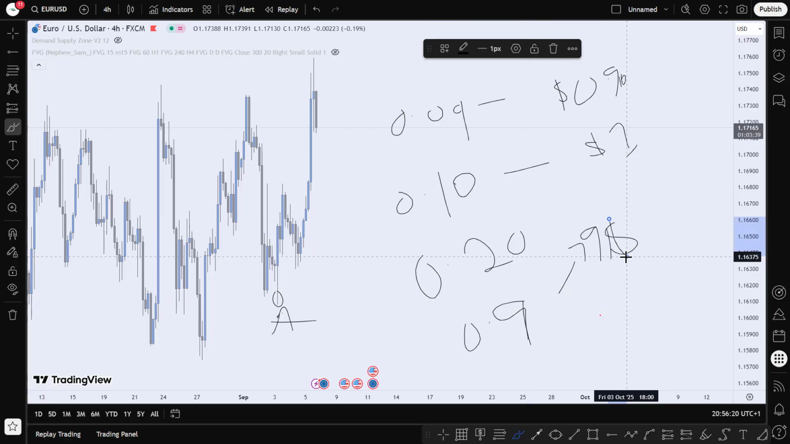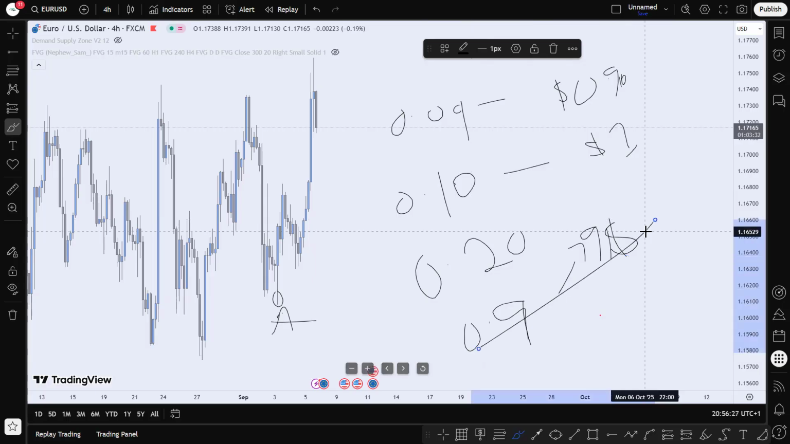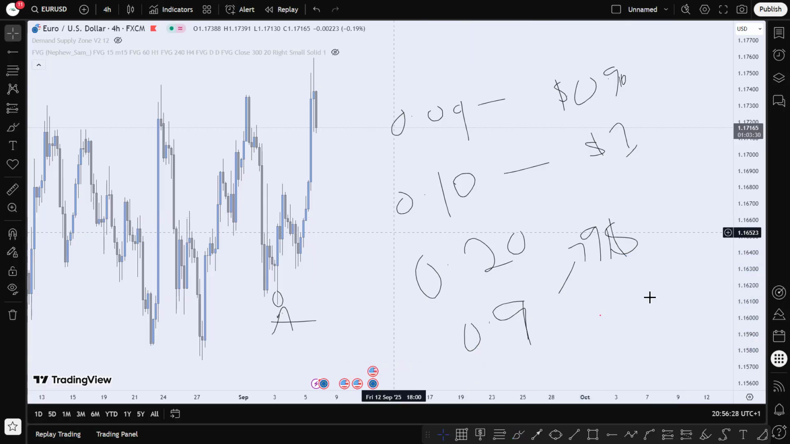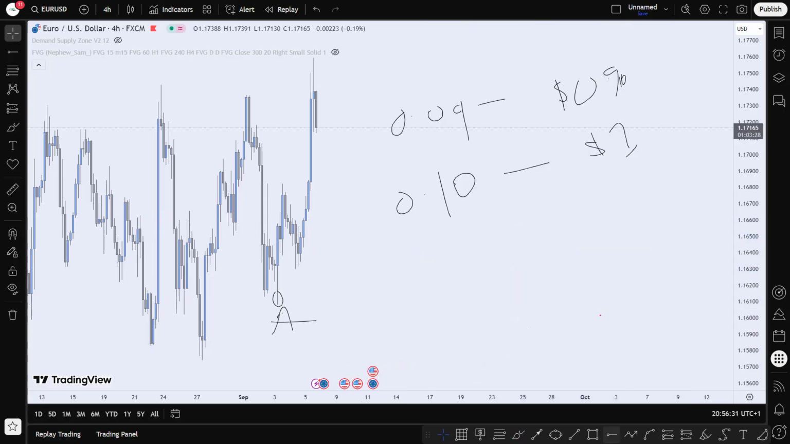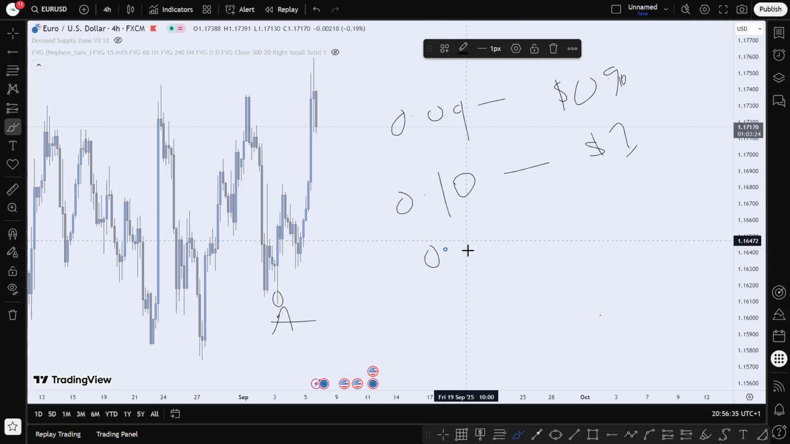Lincoln, you wanted to say something? Okay, so I was saying, look at the lot size now. We've used these other lot sizes. Let's use this one, 0.9. That's the lot size we're using now, 0.9. And at 0.9, we know that one pip is what? $9. For every one pip the market moves, you make or lose $9.